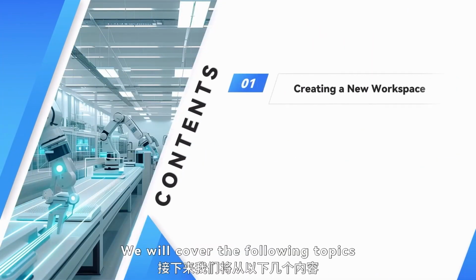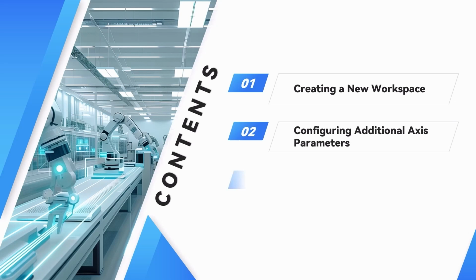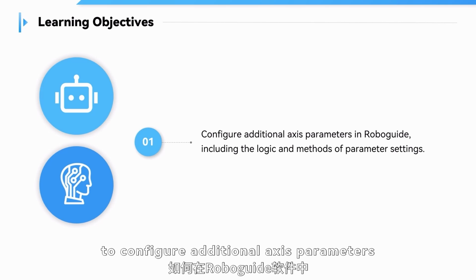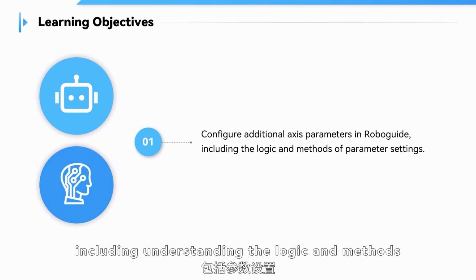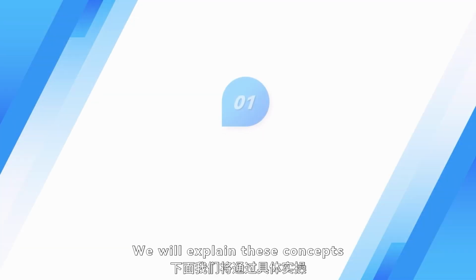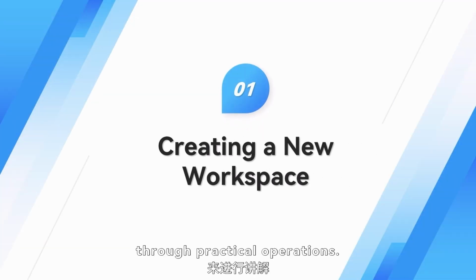We will cover the following topics in today's lesson. By the end of this lesson, I hope that you will be able to configure additional access parameters in RoboGuide, including understanding the logic and methods of parameter settings. We will explain these concepts through practical operations.